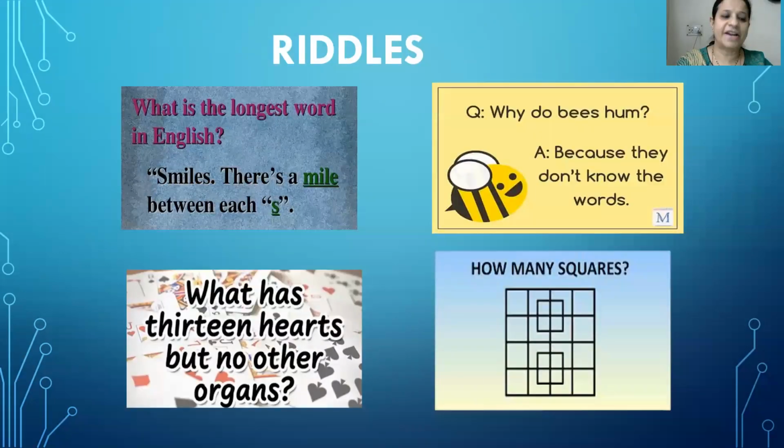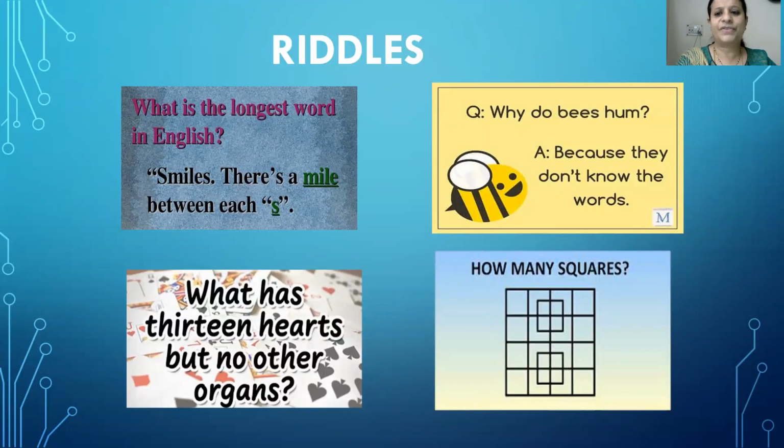Riddle is an effective strategy that can be used in the classroom. Riddles actually promote non-conventional thinking, as they encourage multiple acceptable responses. Students are encouraged to find answers for their jokes. For example, which is the longest word in English? Smiles, because actually there's a mile between the beginning S and the ending S.